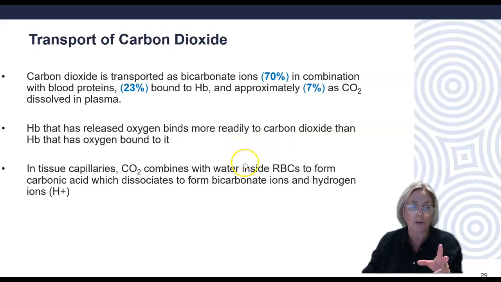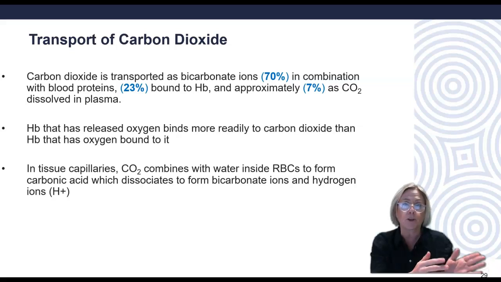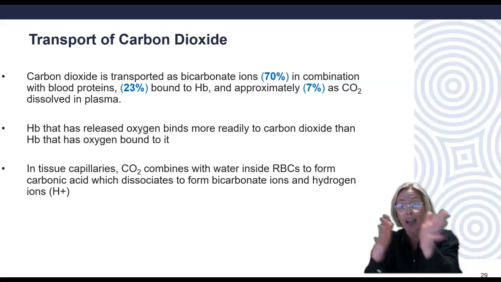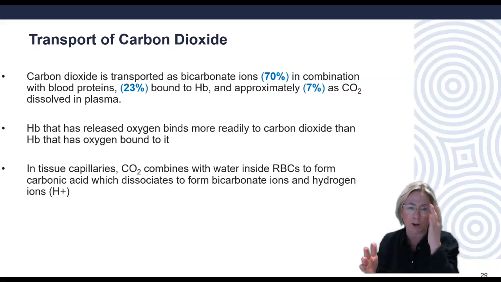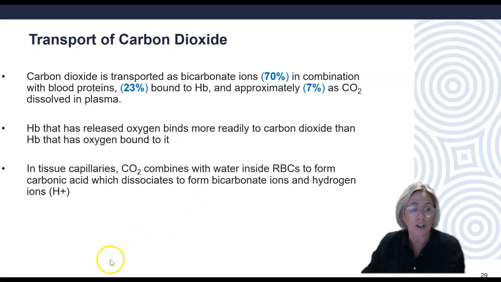Now, just a couple of points here. Hemoglobin that has released its oxygen binds more readily to carbon dioxide than hemoglobin that has oxygen bound to it. So as oxygen gets offloaded from hemoglobin at the tissue capillaries to enter tissues, carbon dioxide produced by tissue cells enters the red blood cells and binds to hemoglobin. It's so cool. In tissue capillaries as well, carbon dioxide combines with water inside red blood cells to form carbonic acid, which then dissociates to form these bicarbonate anions and hydrogen ions as well.